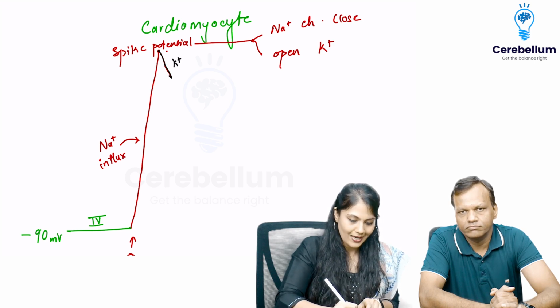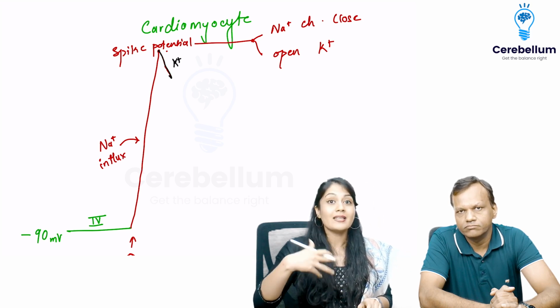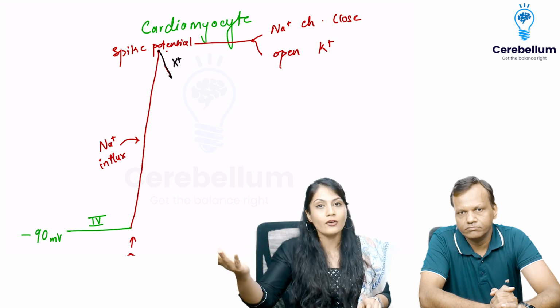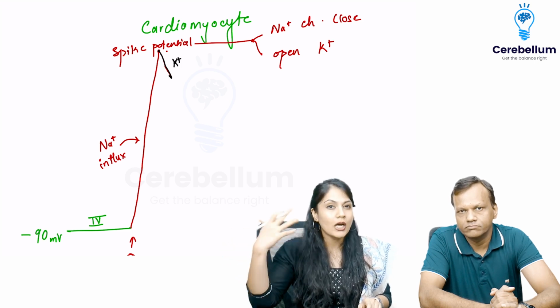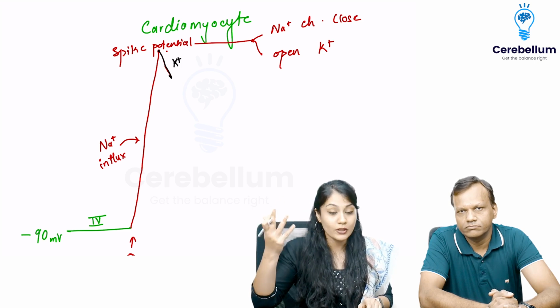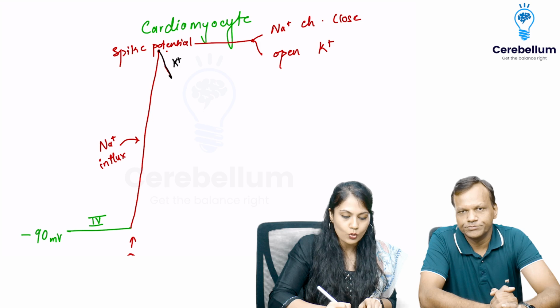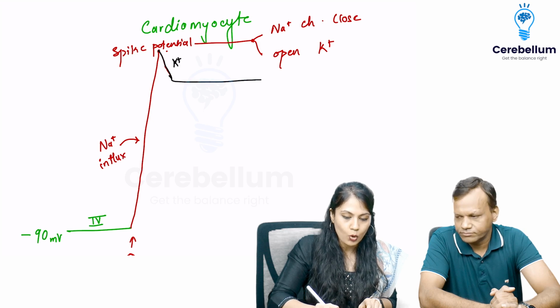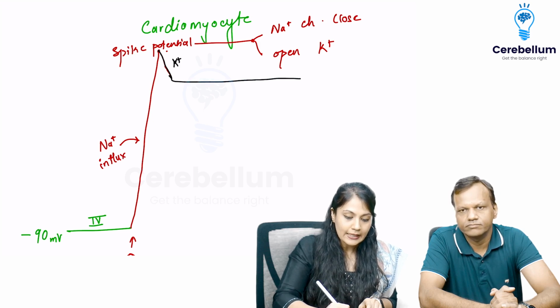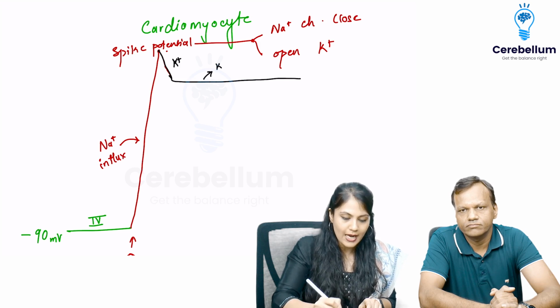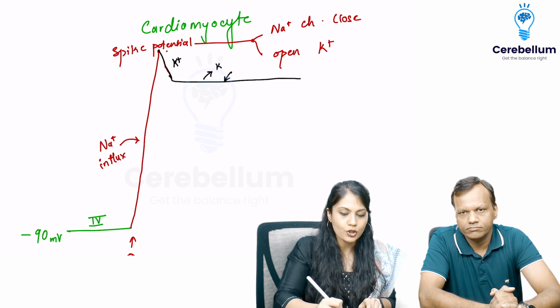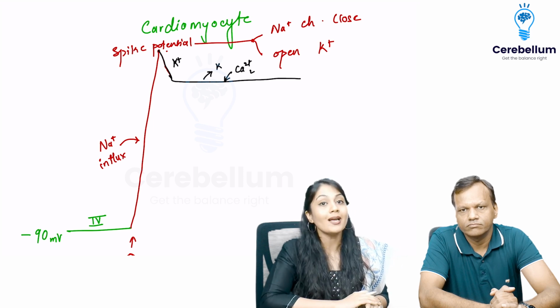But what happens? Again, it's a heart. There must be something different than the nerve tissue. Otherwise, Bollywood and Hollywood wouldn't have given so much importance, right? So what is different? As soon as the potassium channels open up, there is one more thing which is going to take place: yes, the potassium is going outside, but the calcium channels are also going to open up. Again, these are going to be calcium L channels.